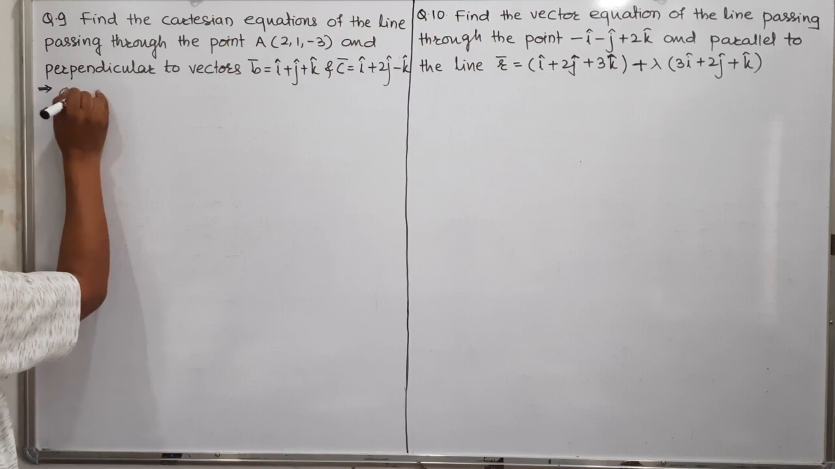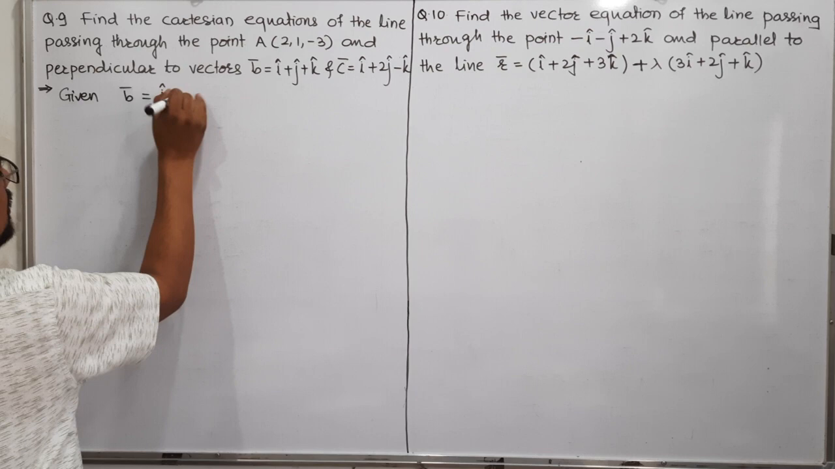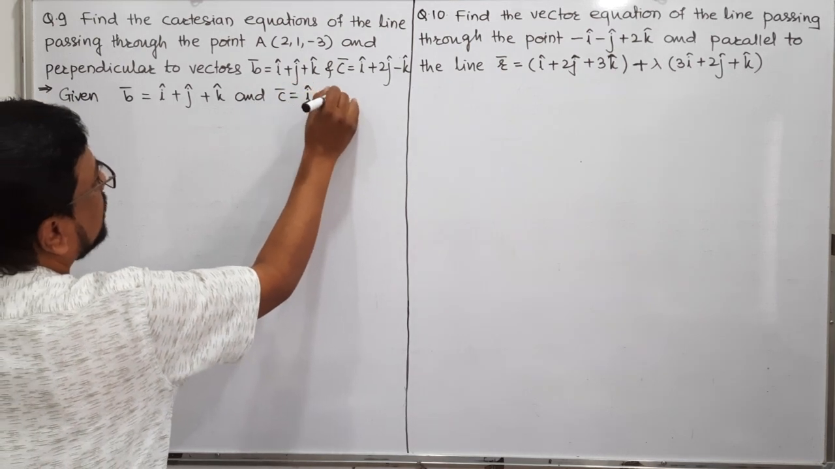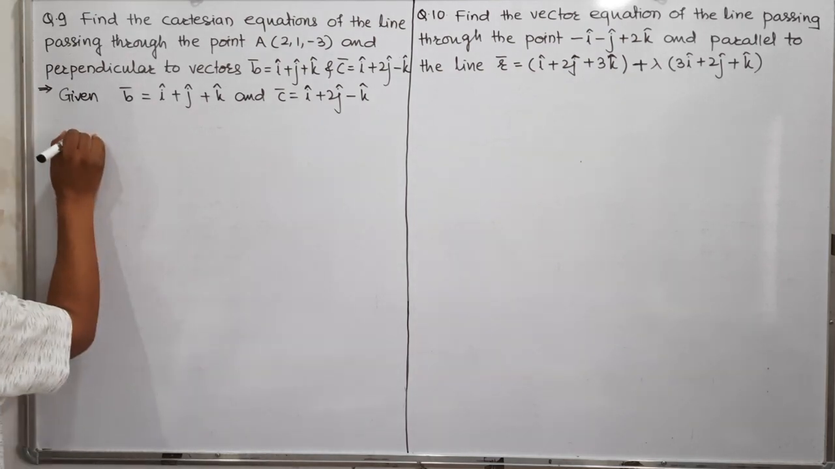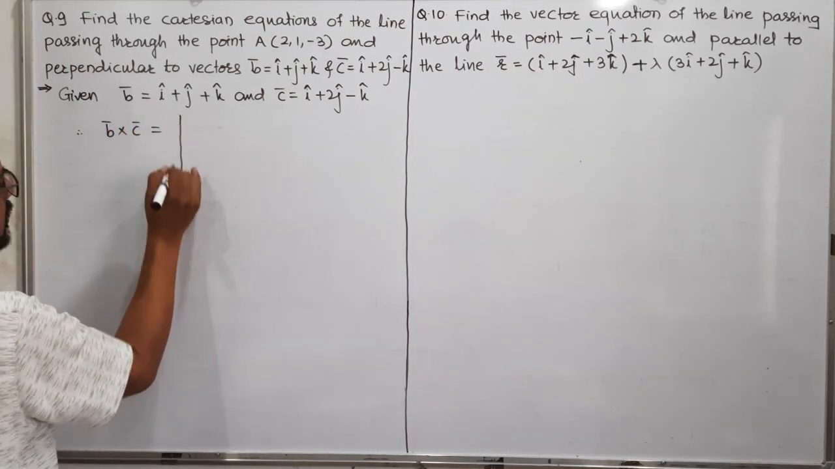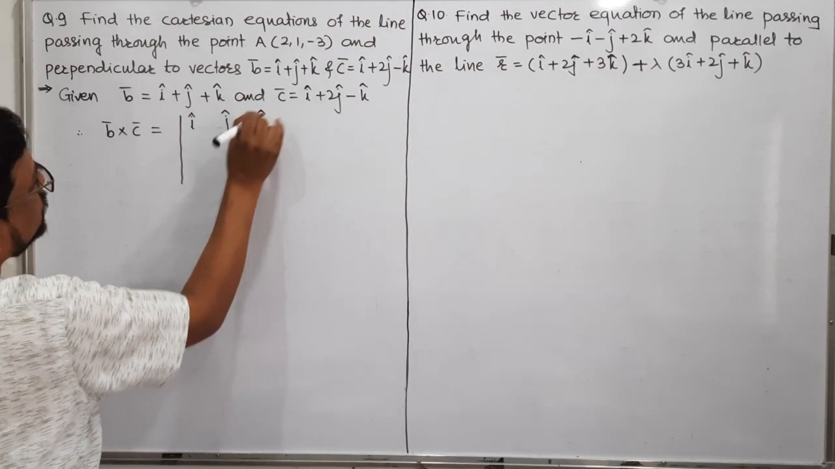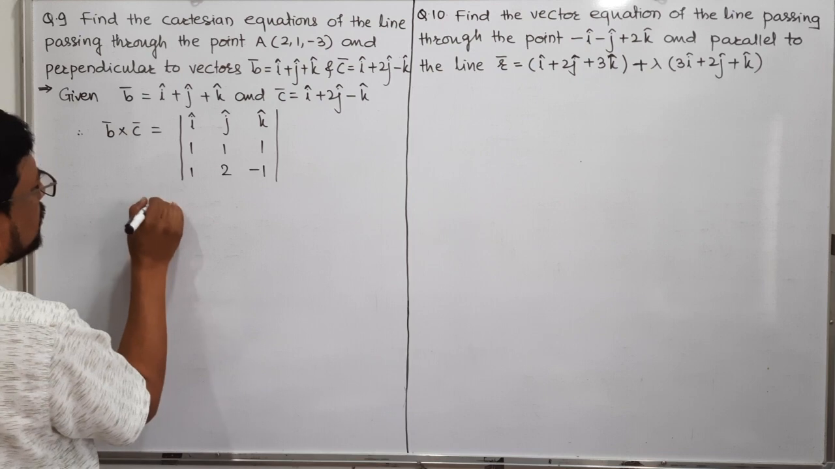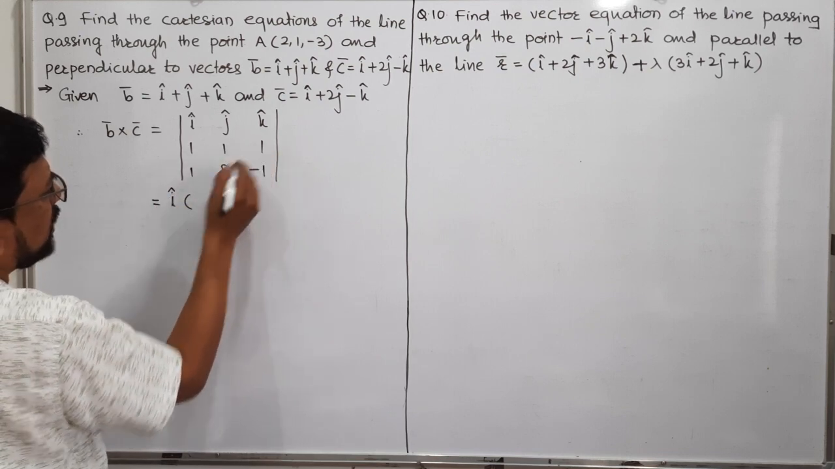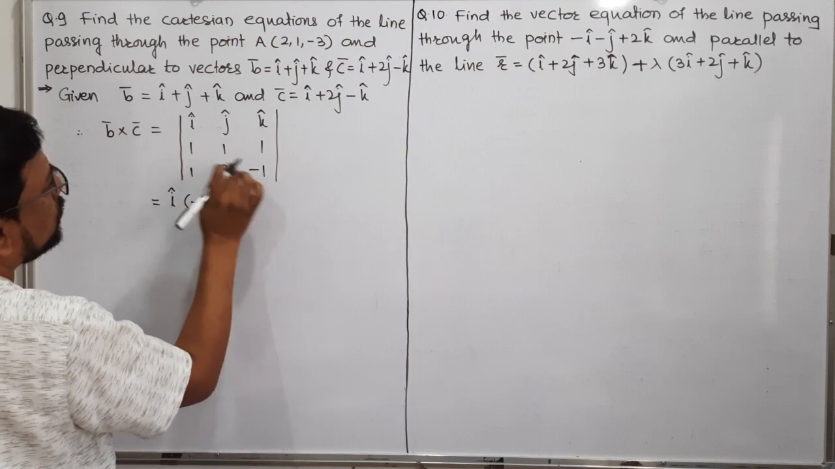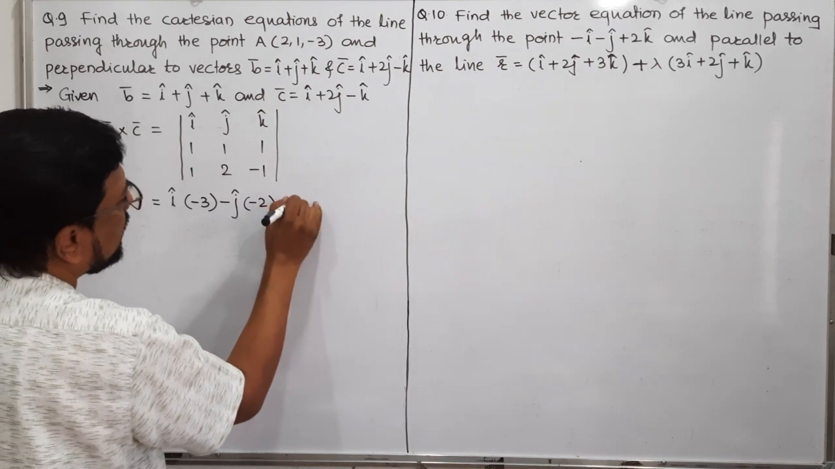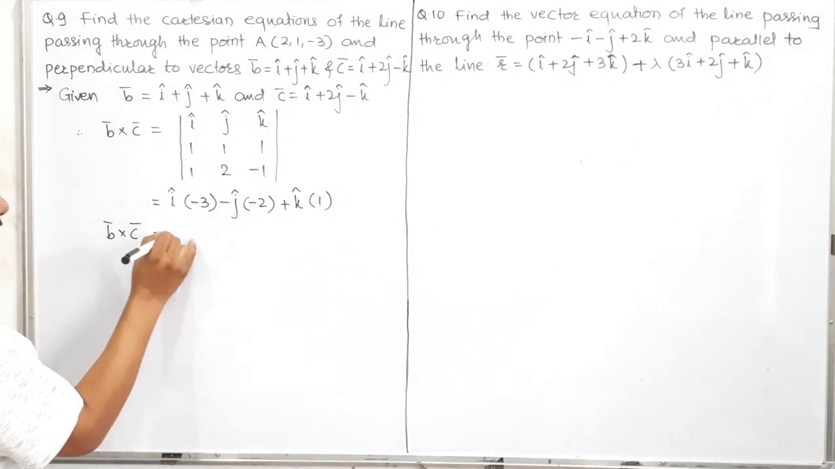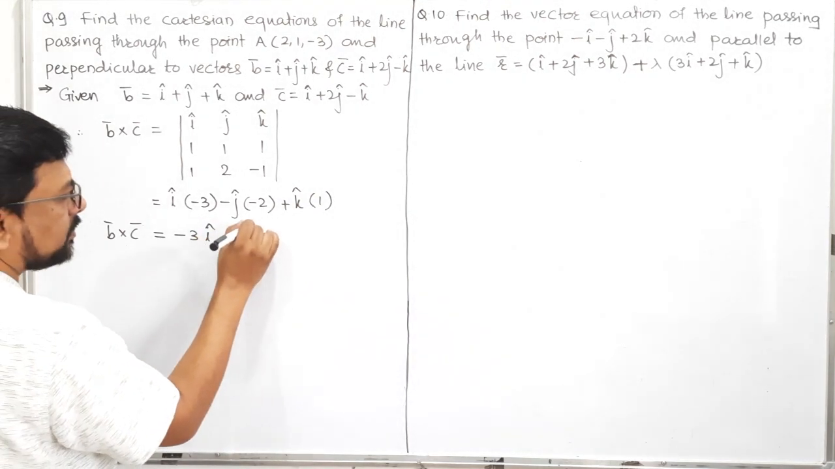Given b vector is equal to i plus j plus k and c vector is equal to i plus 2j minus k. Therefore, b vector cross c vector is equal to the determinant i j k, 1 1 1 and 1 2 minus 1. Now take the cross product. This is i into minus 1 minus 2 is minus 3, minus j into minus 1 minus 1 is minus 2, and plus k into 2 minus 1 is 1. That is, b vector cross c vector is minus 3i cap plus 2j cap plus k cap.